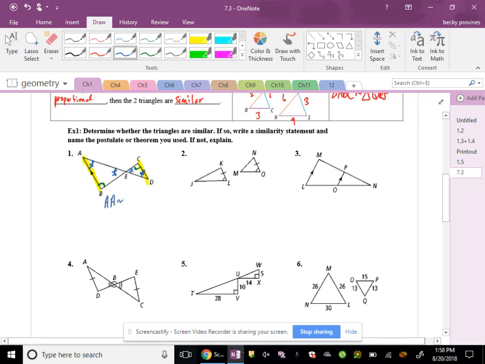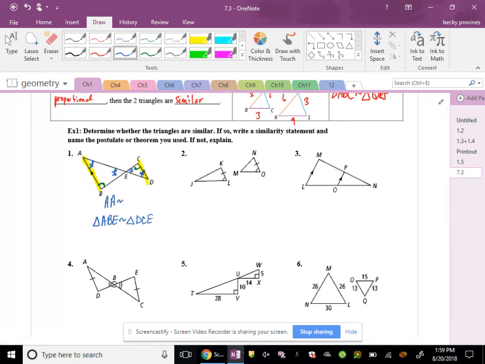Now, what's the direction say? It says tell whether or not it is similar. If so, write a similarity statement and name the postulate or theorem. Okay, so we already named the postulate or theorem. So now the similarity statement. Now, you get to choose. Pick a triangle, put it in any order. I'm just going to pick a random order, A, B, E. Now, this is where you have to go slow. A corresponds with D, B with C, E with E. All right, so we're finished. Now, we're going to move on.